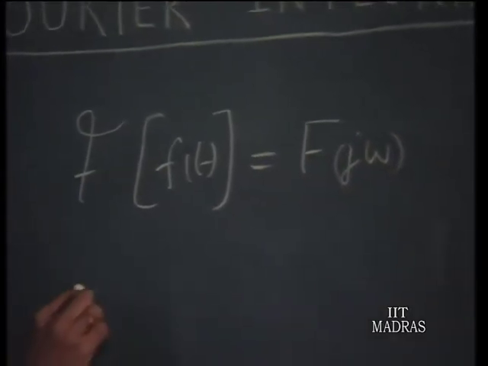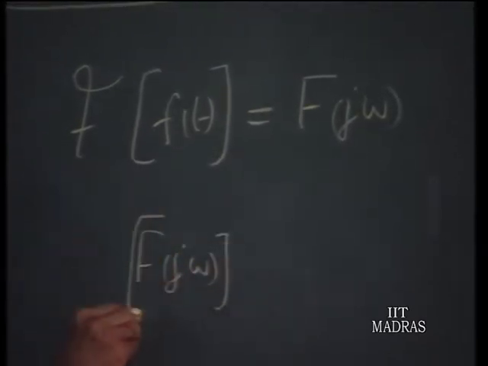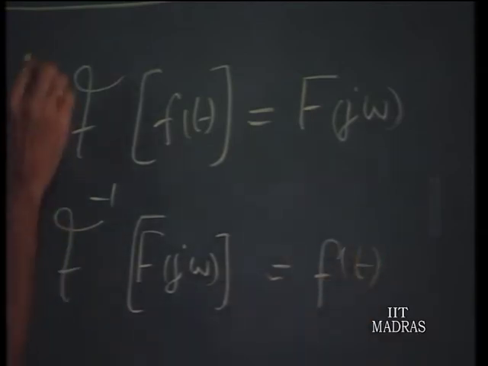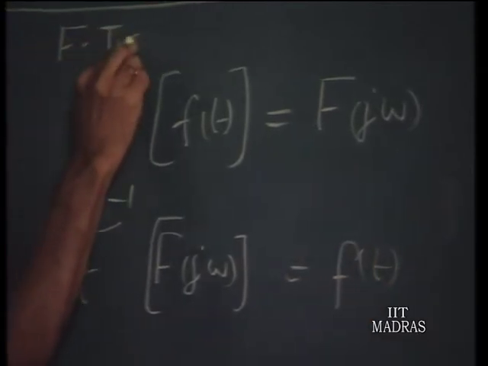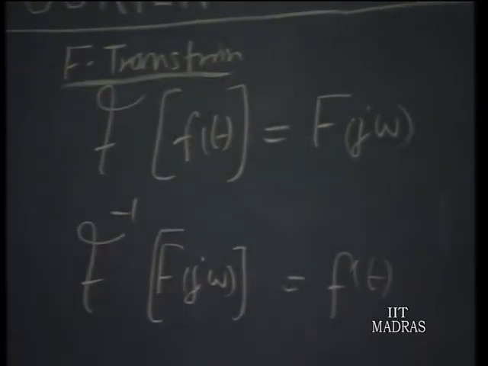And to recover f(t) from F(jω), we write this script F to the power of minus 1, this is the inverse Fourier transform, this will give me f(t). So this is called the Fourier transform. That is, you transform a function of time f(t) to get the Fourier transform F(jω). And what you have here is called the inverse Fourier transform.